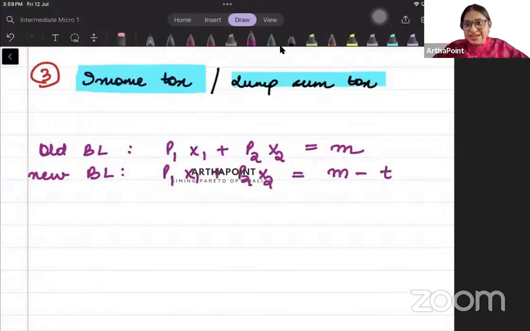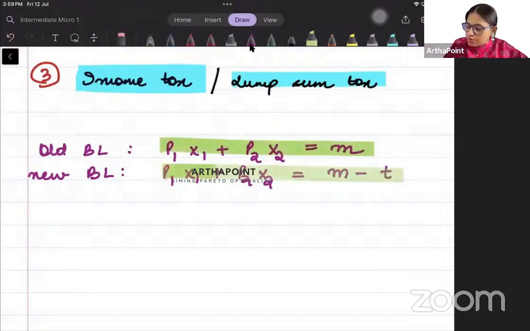This T is the income tax. Beforehand, I am reducing some amount from the income. I am reducing 100 rupees. I am reducing 200 rupees. So I am deducting some money from the income. That is called income tax. Is that clear? So this is my old budget line, beta, and this is my new budget line. Okay, beta.